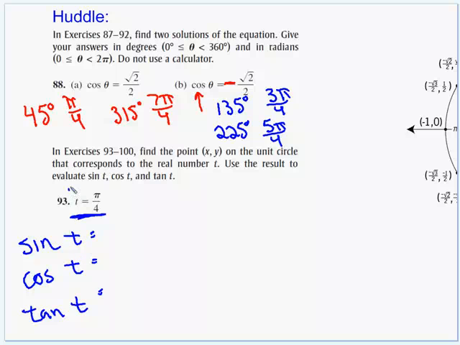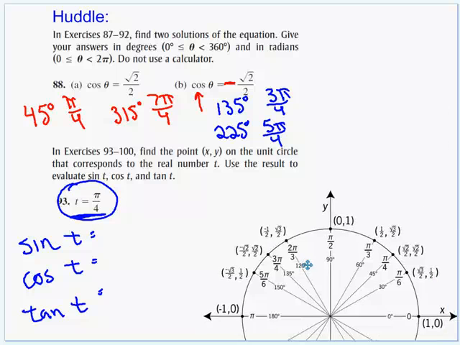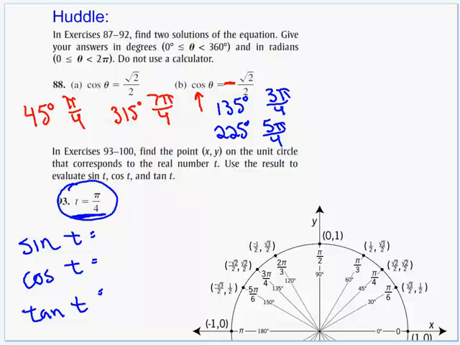So we want to go to the unit circle and look at 1/4 pi radians. Well, right here's 1/4 pi radians. And we have a couple numbers here. Remember, cosine is the x value. So the cosine of 1/4 pi radians is square root of 2 over 2. The sine value is our y coordinate, and that's also square root of 2 over 2.